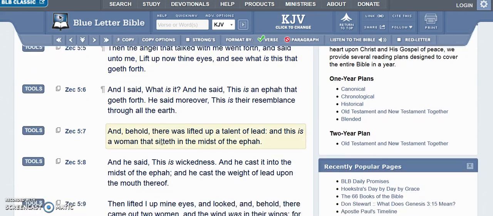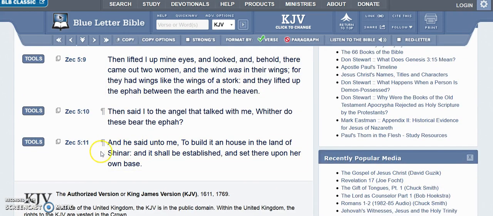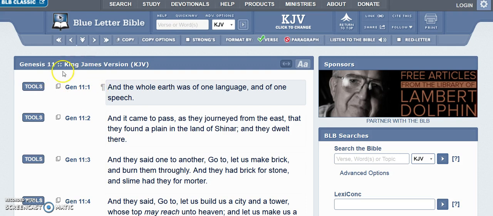And then it's interesting that it ends over here with verse 11, where it says, "And he said unto me to build it a house in the land of Shinar." And this all started in Babylon with the Tower of Babel in Genesis 11. And you see this is coming up in verse 11. You can see that right here in Genesis 11.